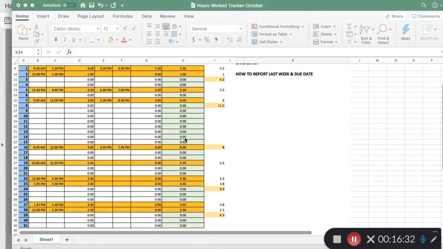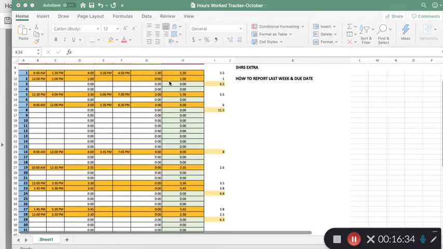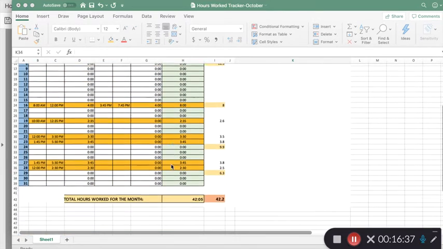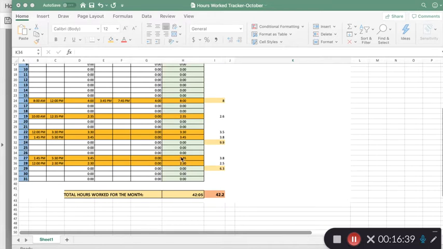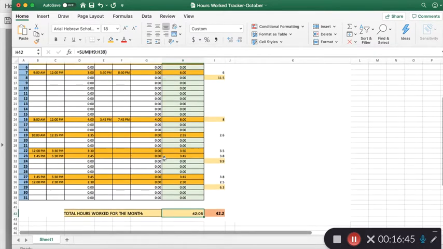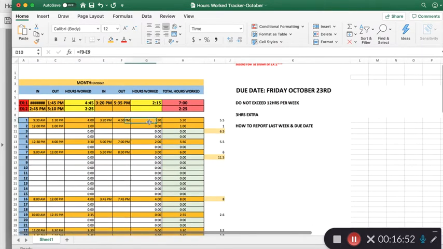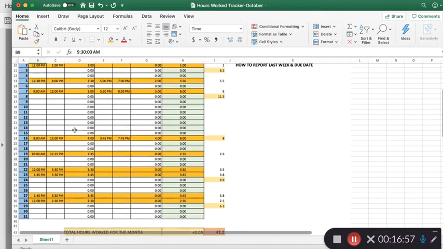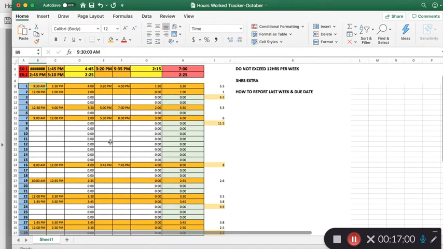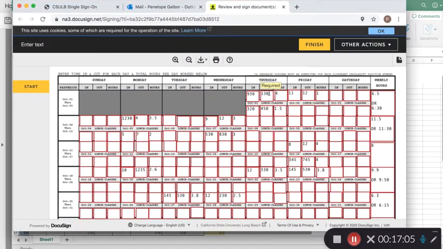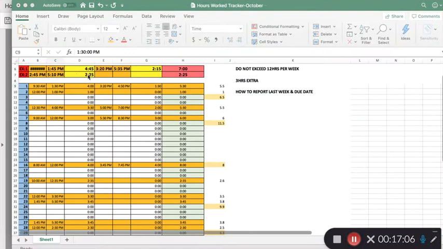Okay, so going back to the tracker, like I said, this will automatically count all your hours, which is nice. So in total right here, I ended up working 42 hours and 5 minutes for the whole month of October. So as you can see, my hours are right here. This is my total hours worked. And then these columns right here would be the hours worked for that day or for that shift. And the nice thing about the tracker is that you can report both shifts as if on your timesheet. So if you plan to work 2 shifts in one day, you can go ahead and do that.